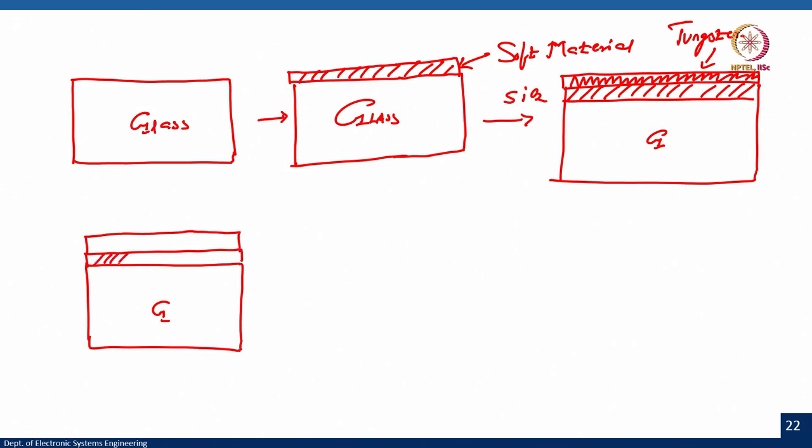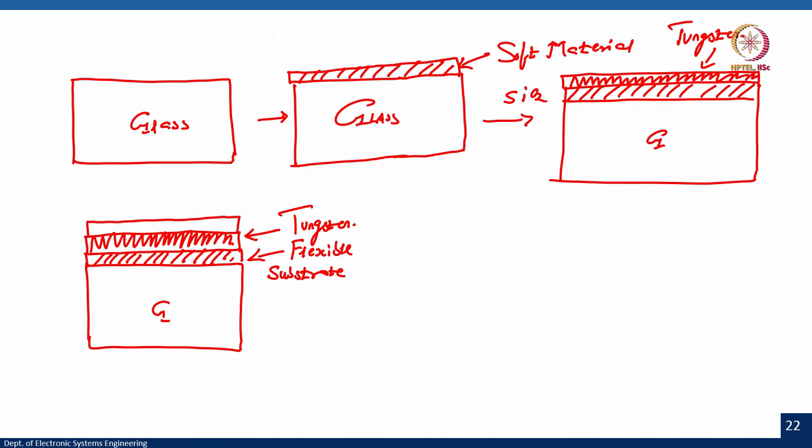This is your flexible substrate, this is your titanium, sorry, tungsten, on tungsten. Okay, so in this case what happens is, there are two ways. Okay, I will just show it to you, and let me draw the traditional way.